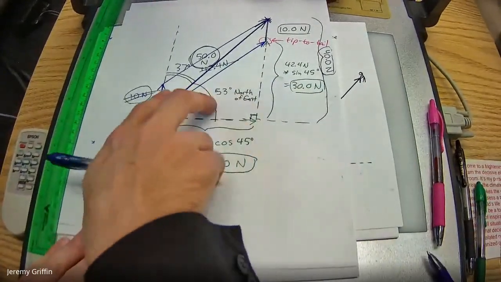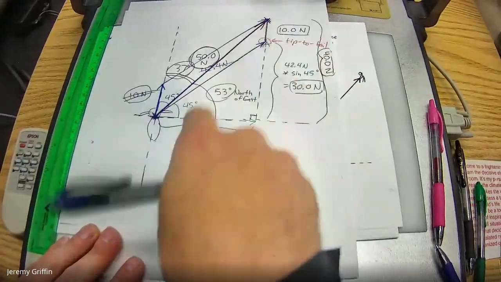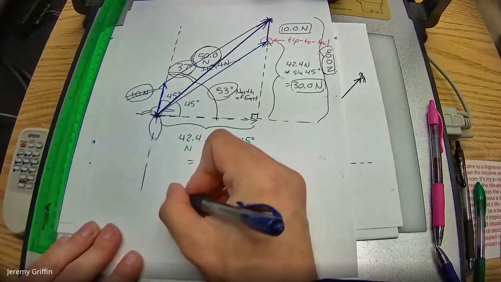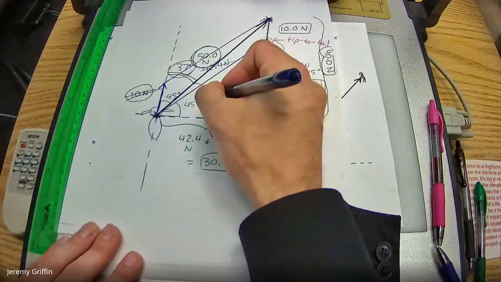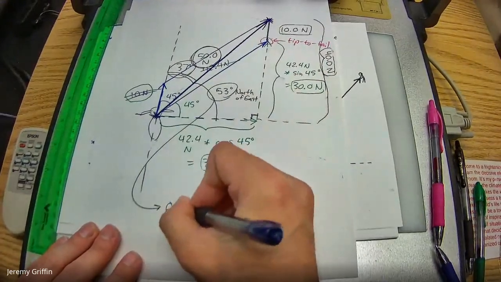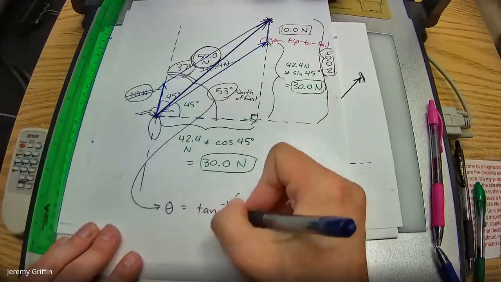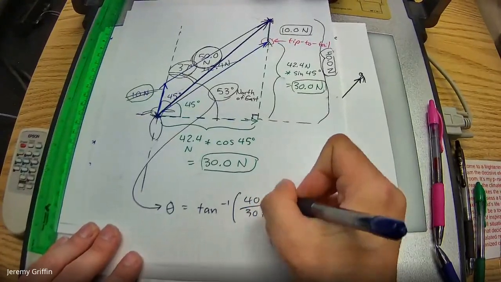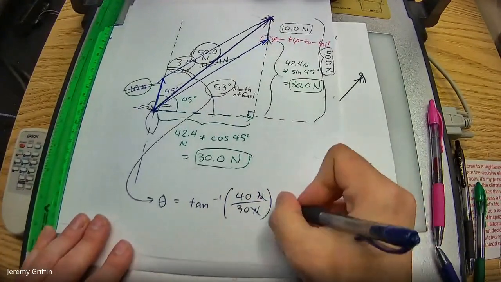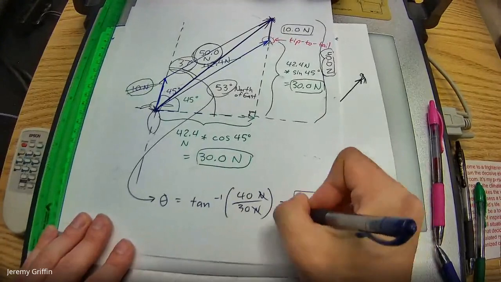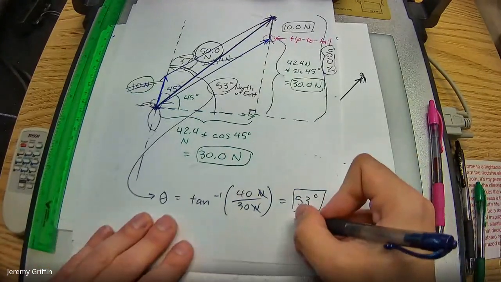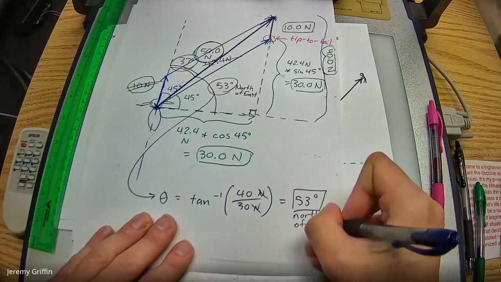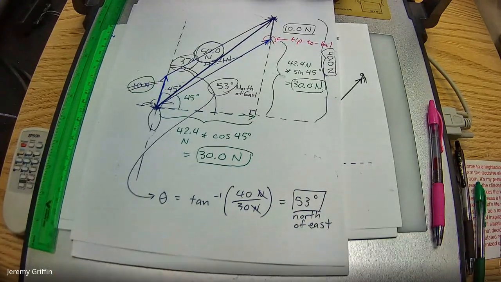And do you guys remember how to get the 37-degree angle and the 53-degree angle? You do a what process? Inverse tan. So let's pick this one right here. That angle is equal to inverse tan of 40 over 30 newtons. The newtons cancel out. That should give you 53 degrees. And that would be, in this case, again, north of east. Okay. That's it.